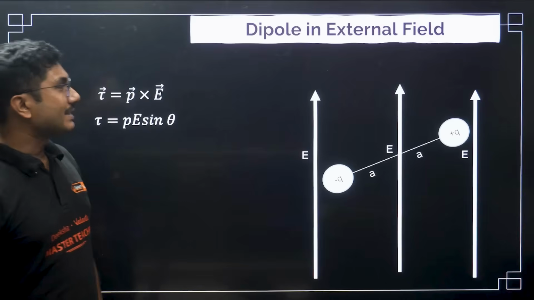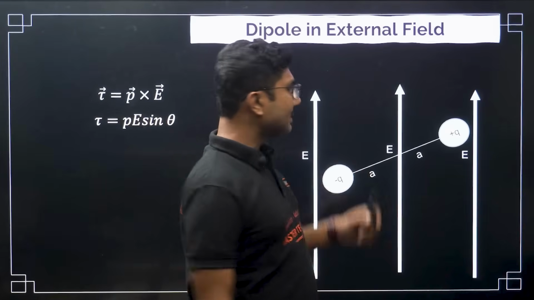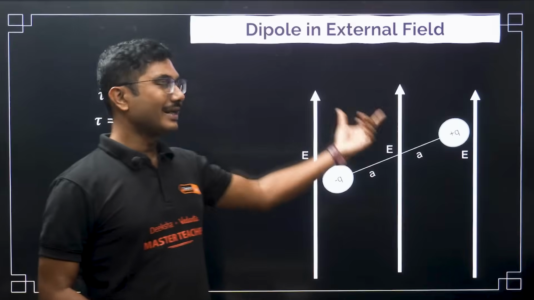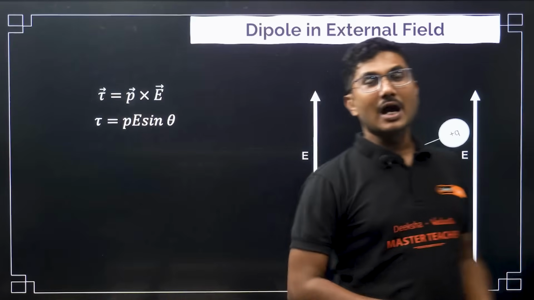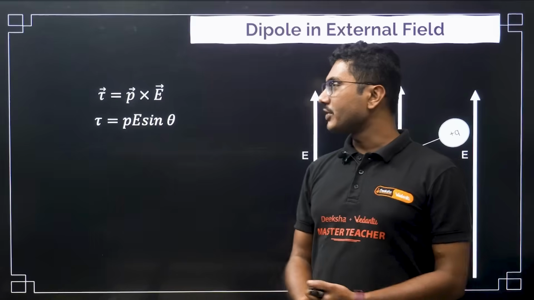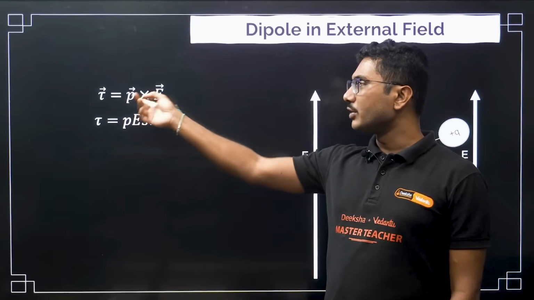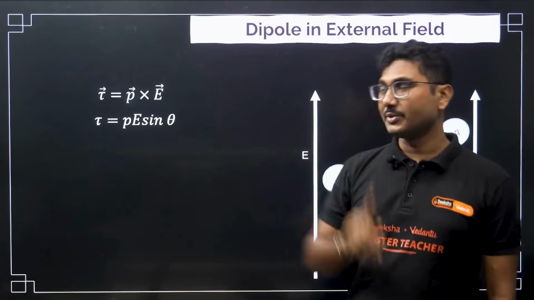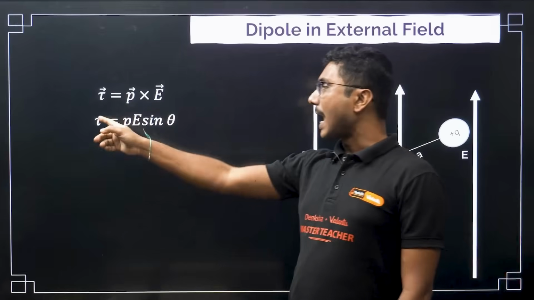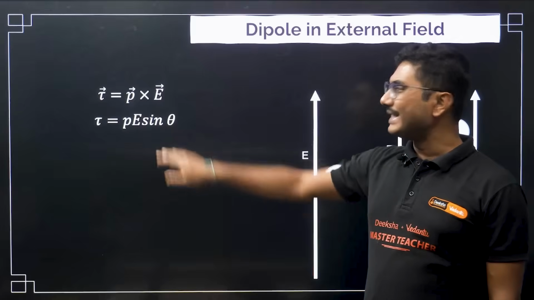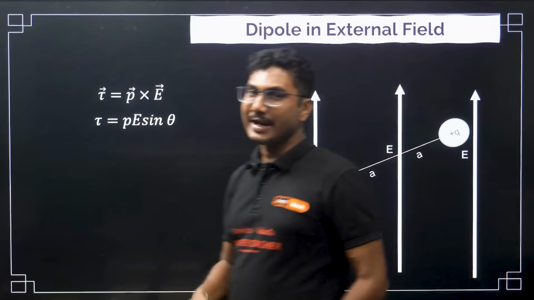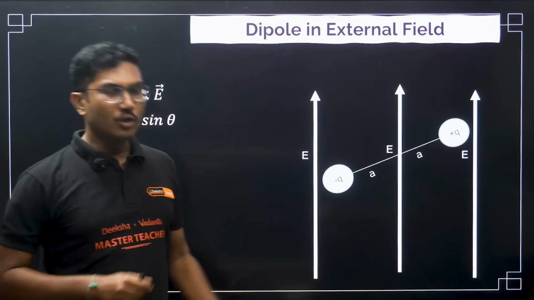Now, dipole in external field. If you place a dipole in an external electric field, it will experience a torque. The expression for torque is given by tau equals P cross E. Again, this derivation is important, we will do that. And torque is given by PE sin theta. This sometimes is handy for some small numerical questions.